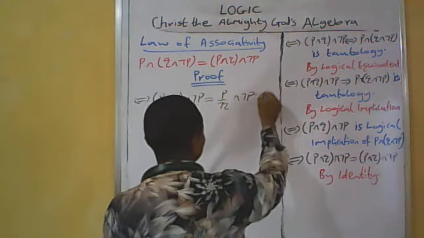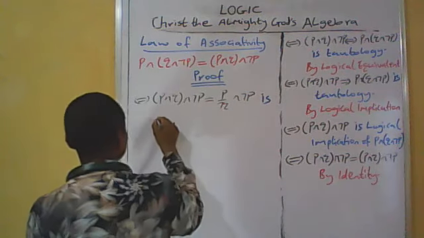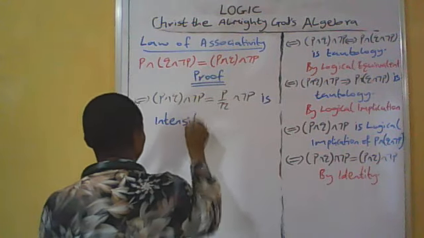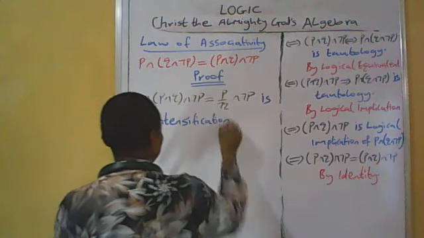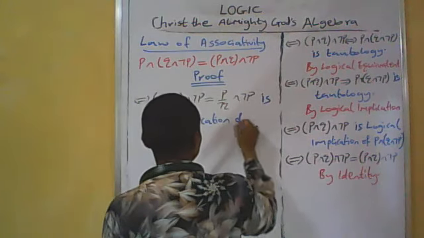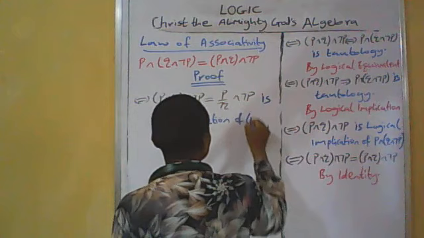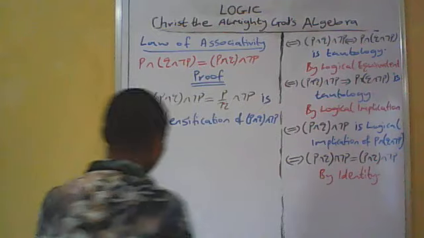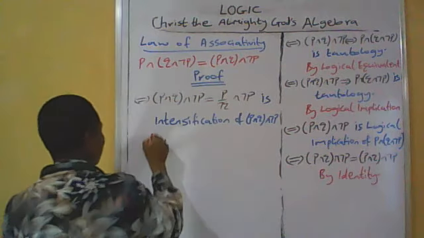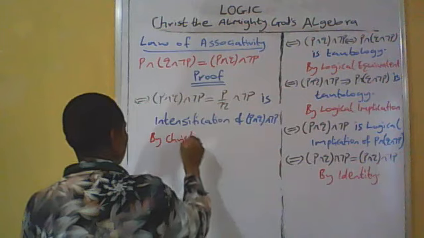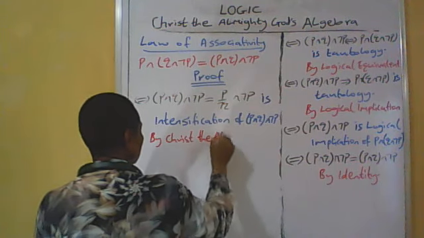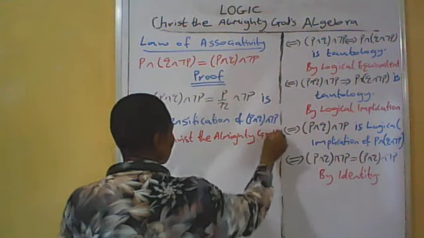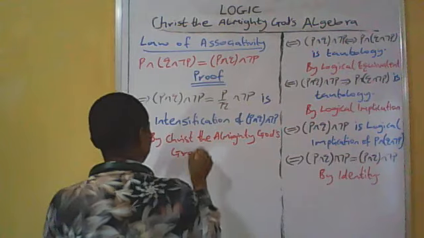You say it is an intensification of bracket P and Q and not P, being justified by Christ the Almighty God's grace.